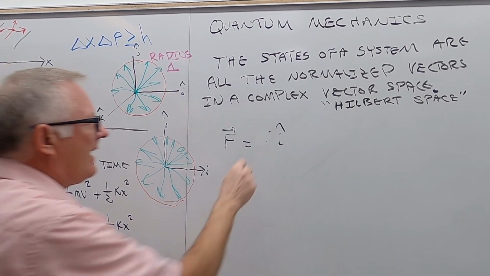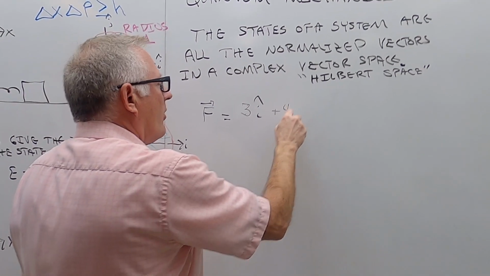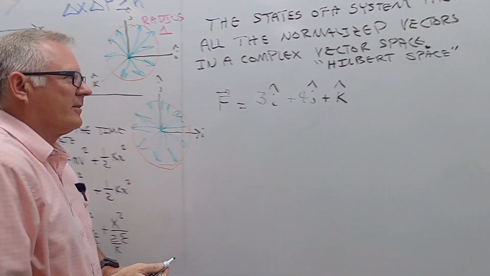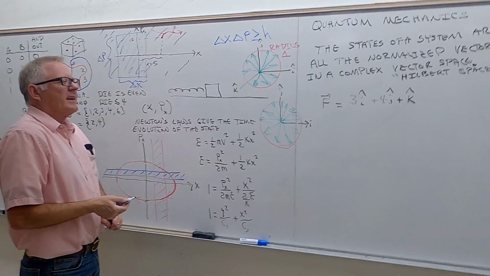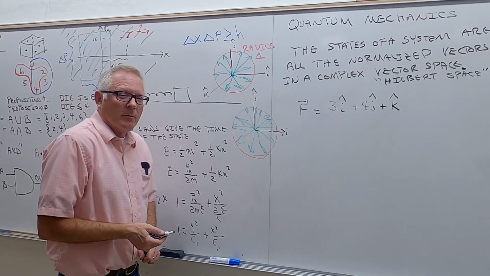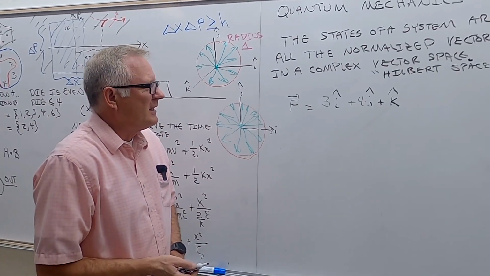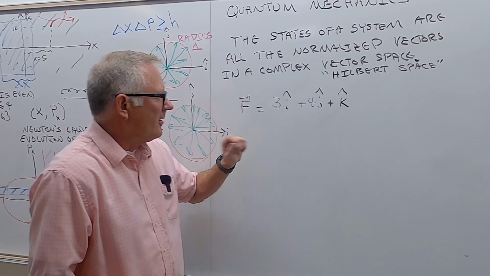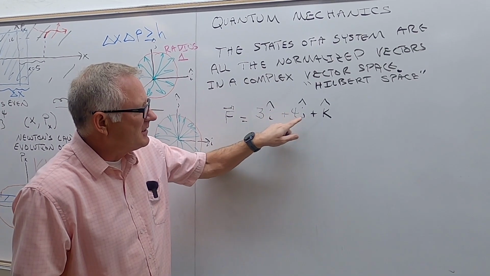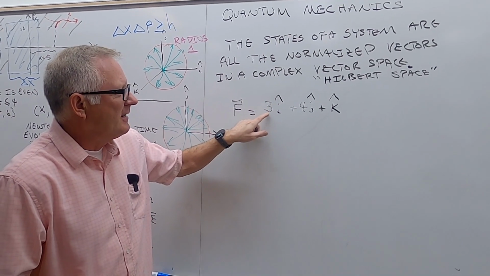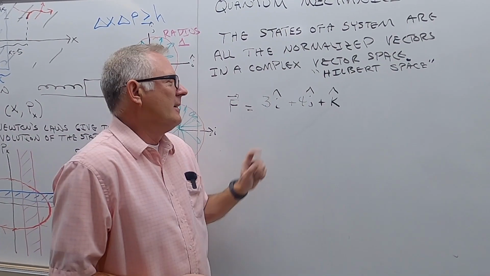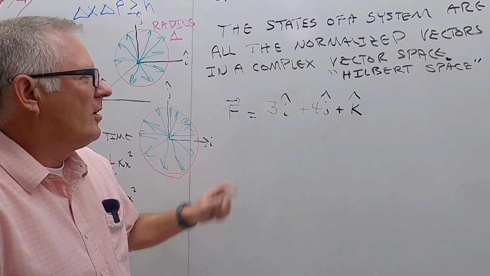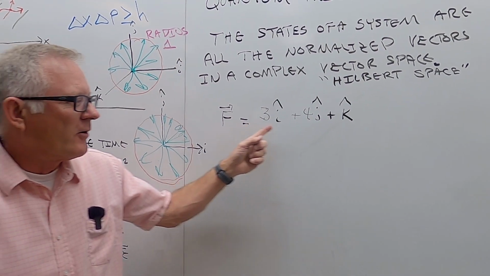Say 3 in the i plus 4 in the j plus k. Say we've got this vector. First of all, this vector is not a normalized vector. Why? Because a normalized vector means the magnitude is 1. What is the magnitude of this vector? Well, it's the square root of this squared plus this squared plus that squared. So it's 9 and 16 and 1, which is 26. So the length of this vector is the square root of 26.